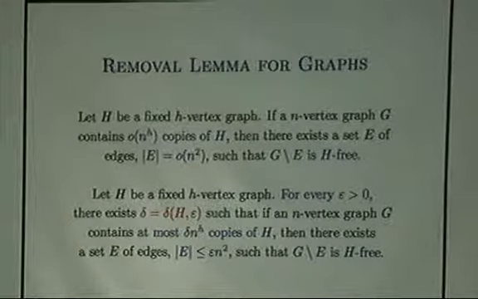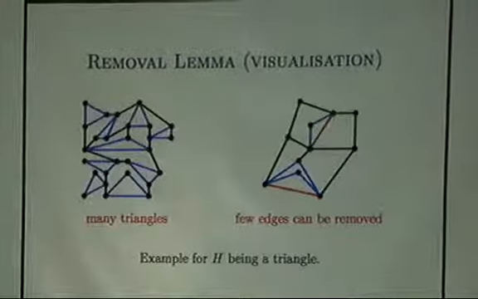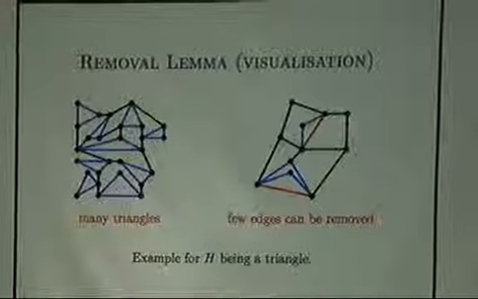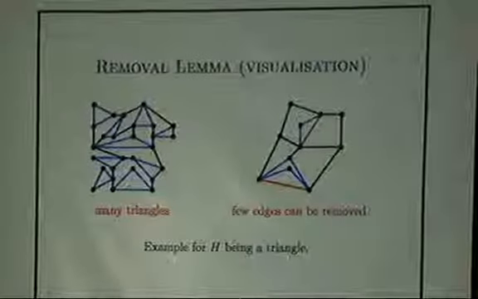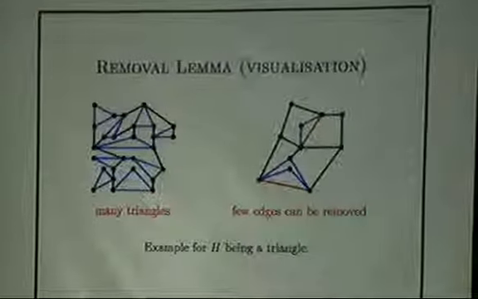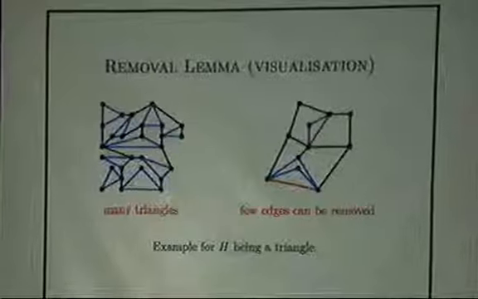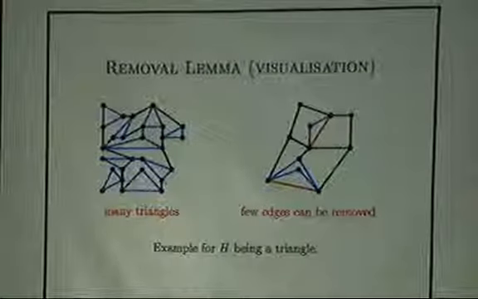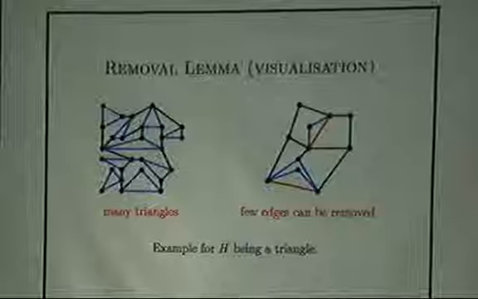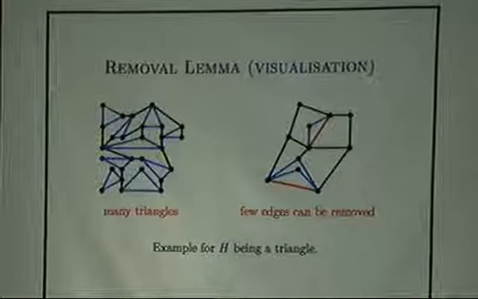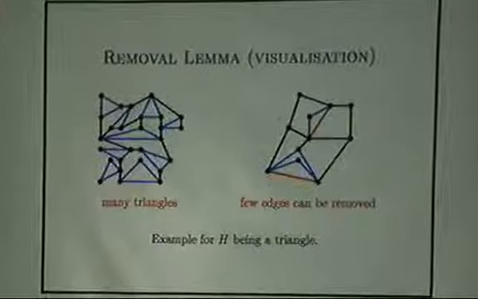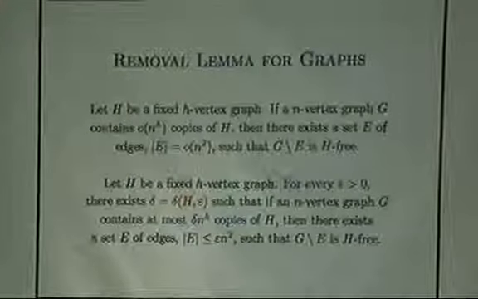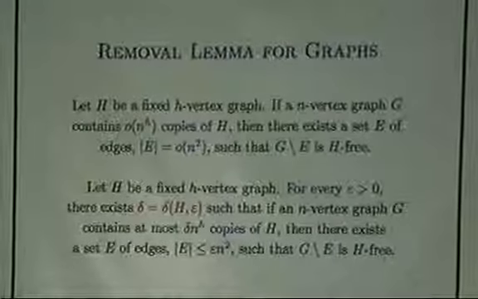So maybe just an illustration. These are the two possible outcomes if H is a triangle. You're looking at your big graph, and either you see a triangle almost everywhere, so this is one possible outcome, or the other outcome is you find few edges. In this case, you find two edges, such that if you remove these two edges, there will be no triangle left in your graph. So again, the statement of the lemma. Maybe this might be a good time for questions, if there are any.